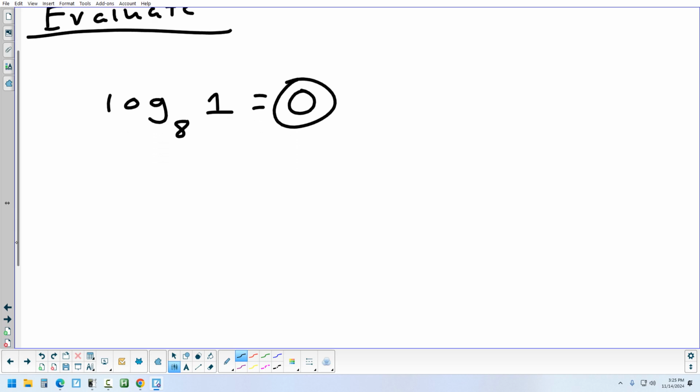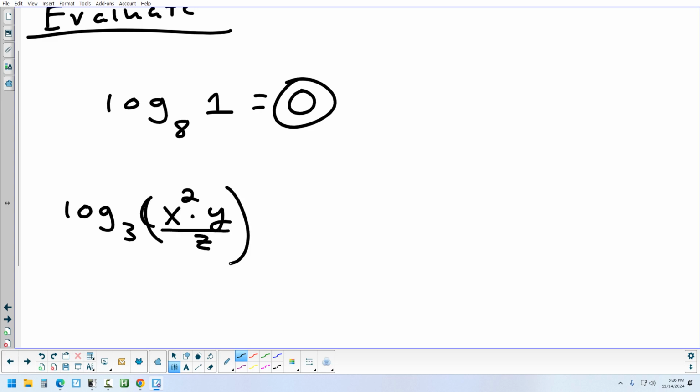Okay. Now, another property that we studied were the ones from today. Those were the 3 about the combining and the splitting. So let's look at log base 3 of x squared times y, let's say divided by z. And the directions here are to split into multiple logs.